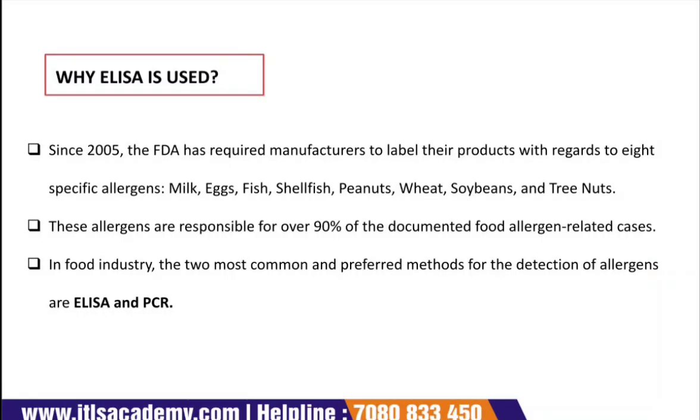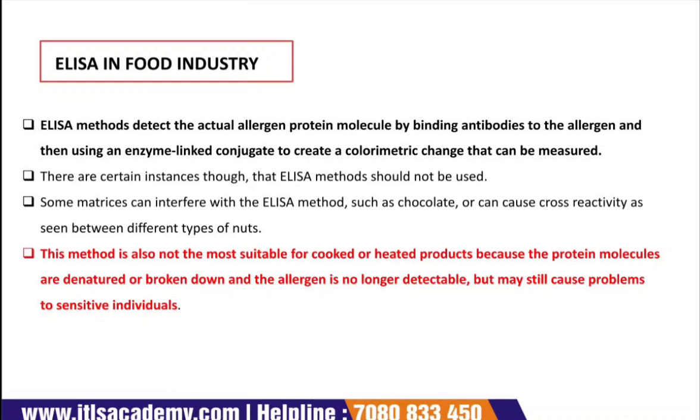So they are basically responsible for over 90% of the documented food allergen related cases. In the food industries, the two most common and preferred methods for detection of allergens are ELISA and PCR. In yesterday's lecture, I think lecture number 8, we already discussed PCR, its working, and why it is used in food laboratories. So now next, ELISA in the food industry.